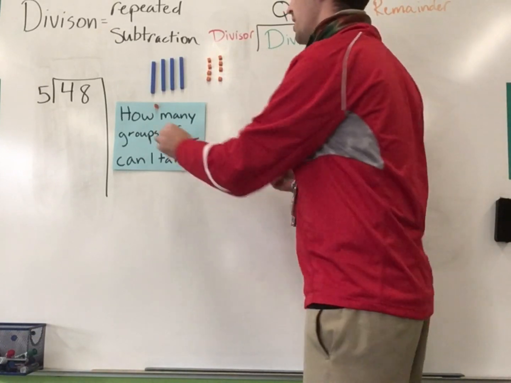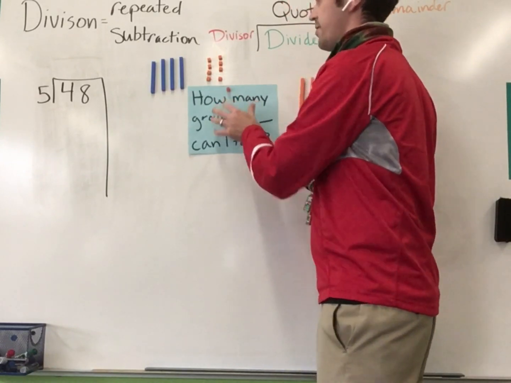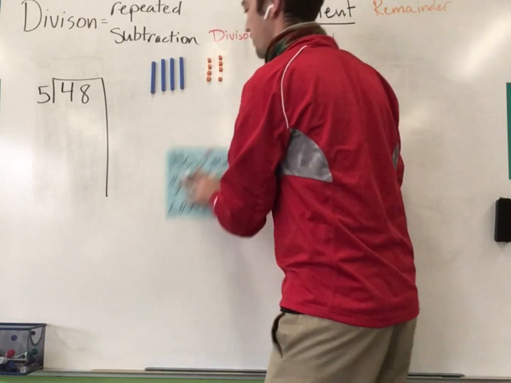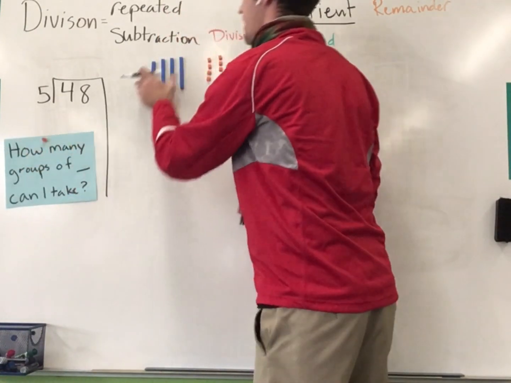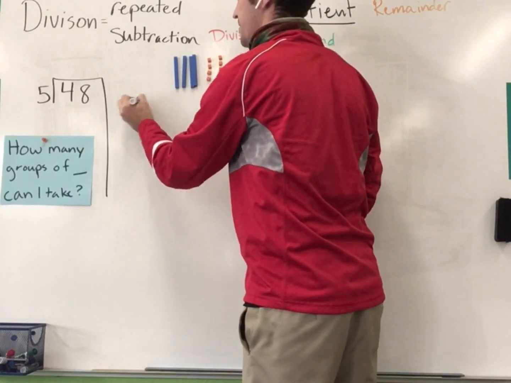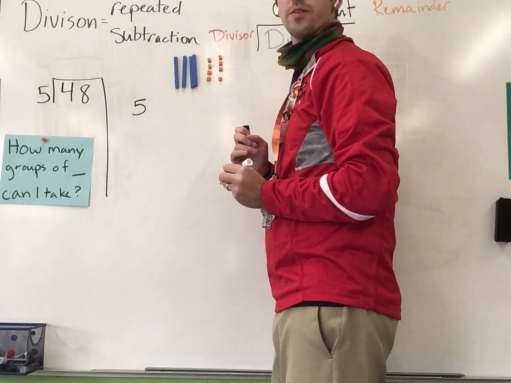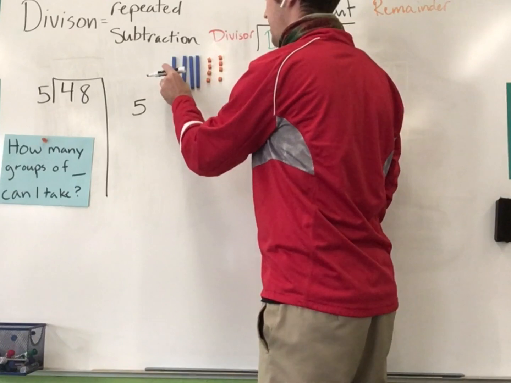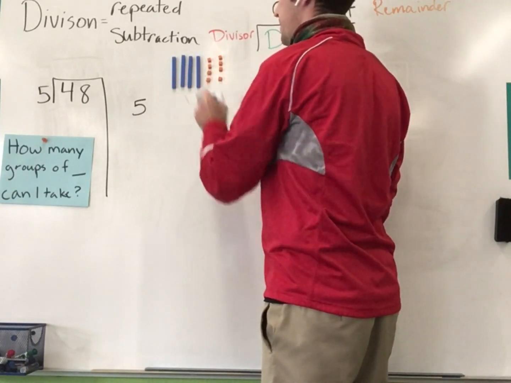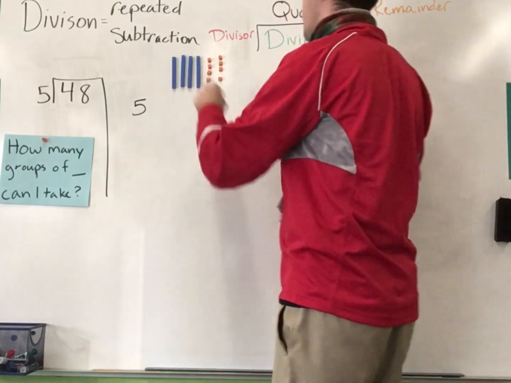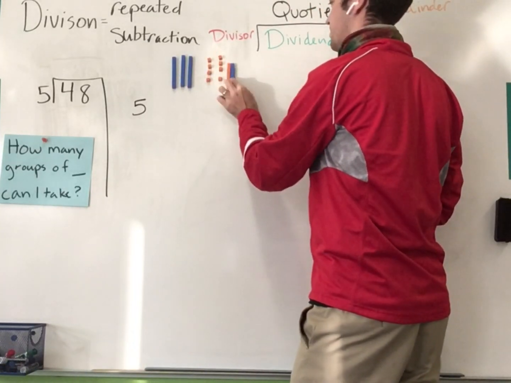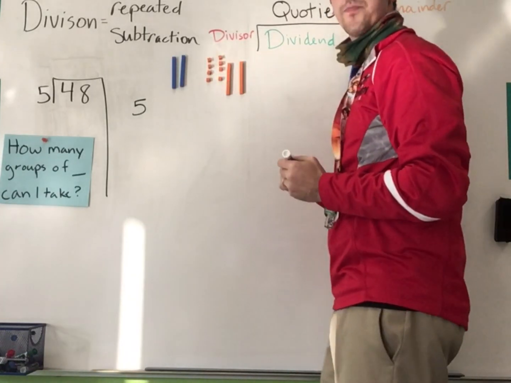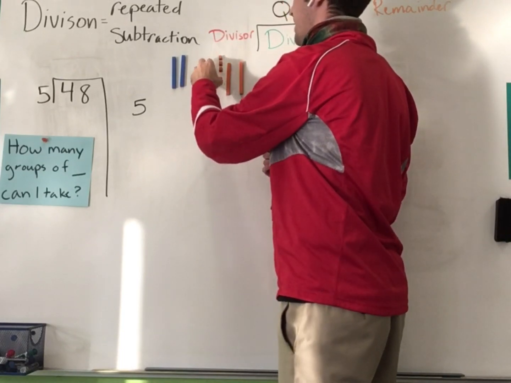Let's take 5 groups of 5. If I take out 5, I write my 5 on the side. That's how many groups of 5 I'm taking out. I notice here I cannot do that because my 10s are whole. I need to switch them in. There we go. Now, let's put 5 in each group of 5.